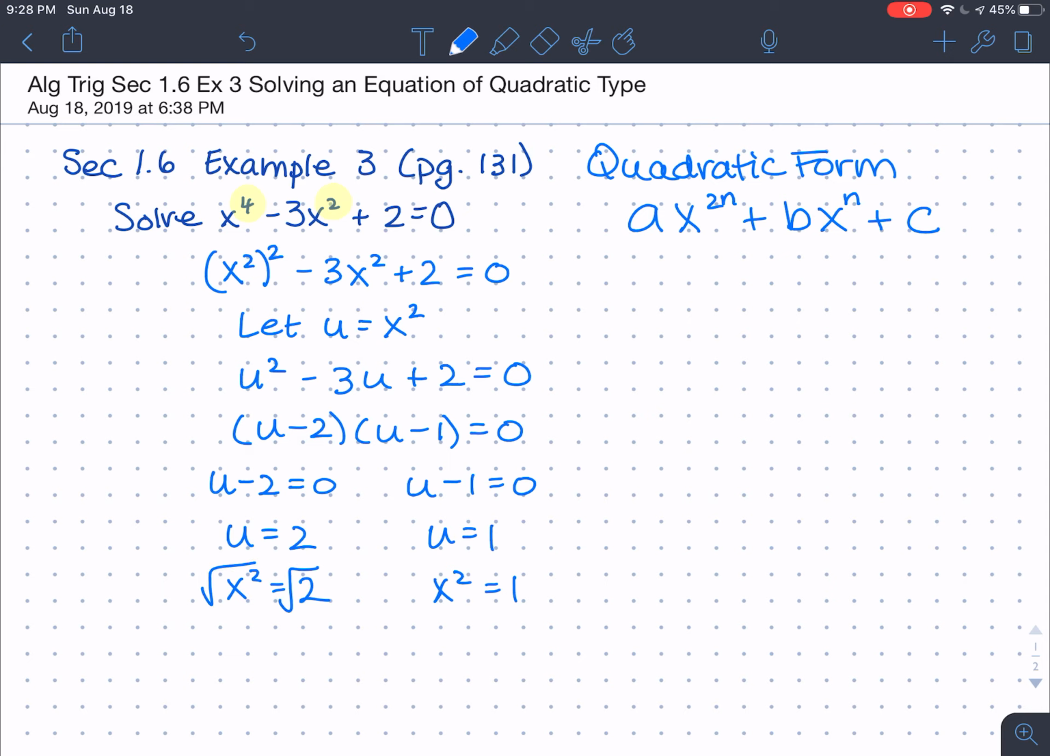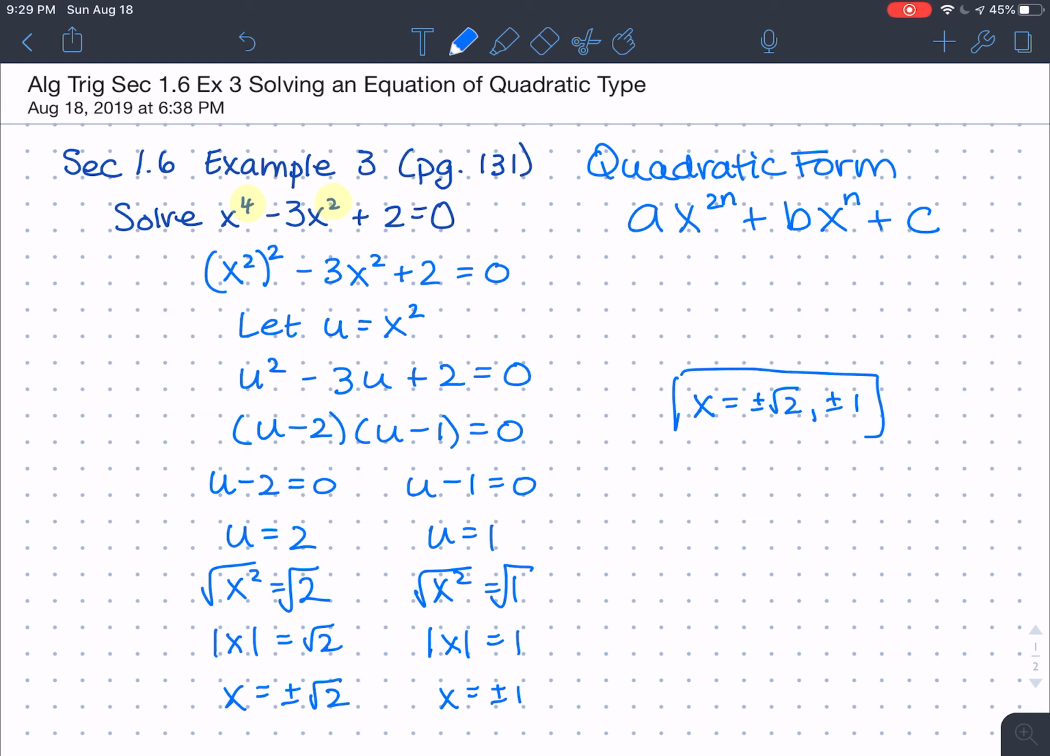Take the square root of both sides. Remember, we have the absolute value of x. And then when we remove the absolute value, we get plus or minus. And the same thing here. We take the square root of both sides. We have the absolute value of x. Remove the absolute value, and you get the plus or minus. So your final answer is x equals plus or minus the square root of 2, or plus or minus 1. And you're done.